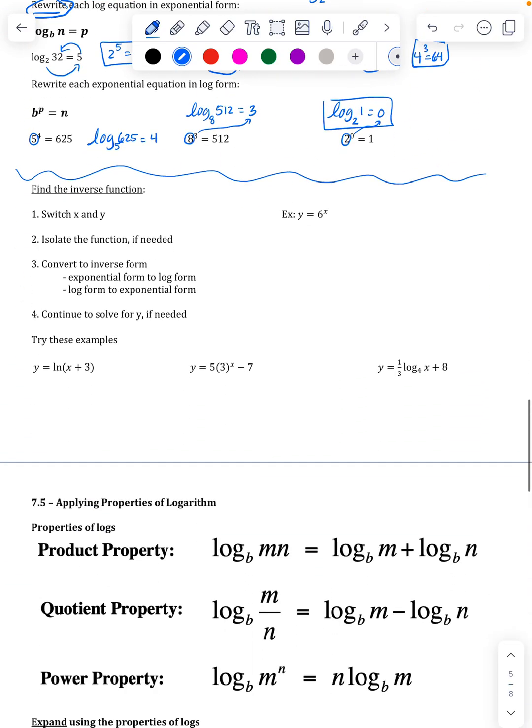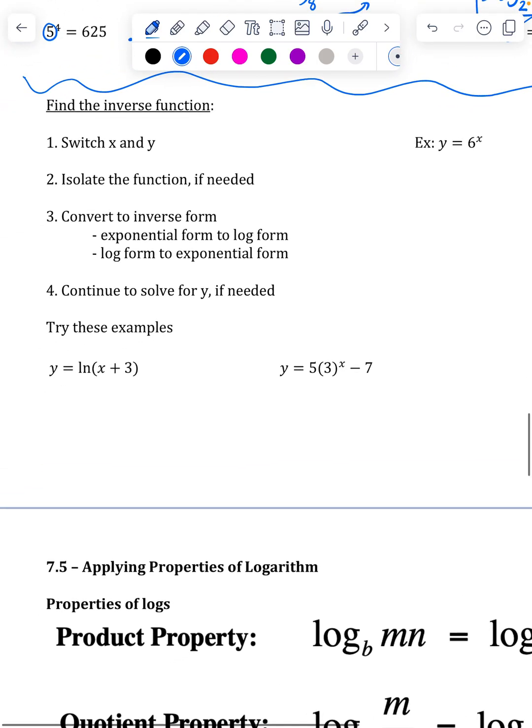Alrighty, friends, let's take a look at the second part of 7.4. We've actually done this in the past, finding the inverse. We would notate it like f to the negative 1 power, and we did the same things. We switch the x's and y's and get the function alone, which is kind of tricky.